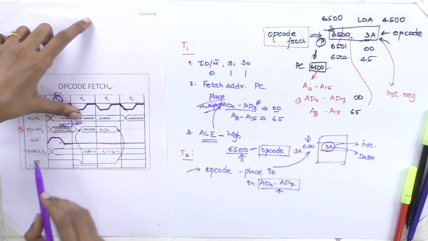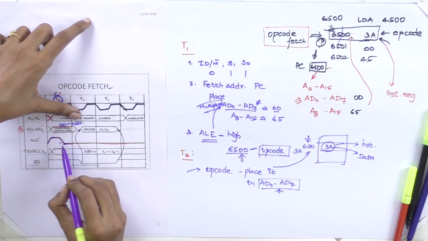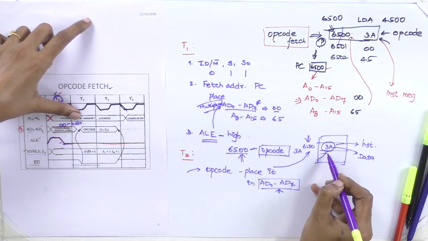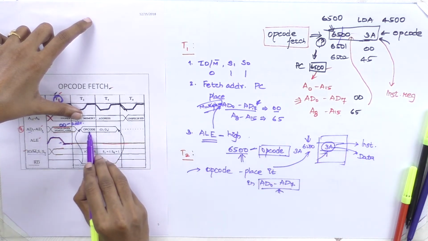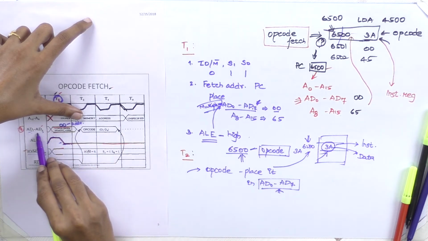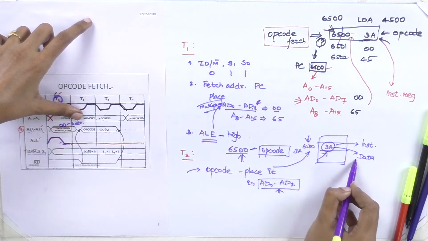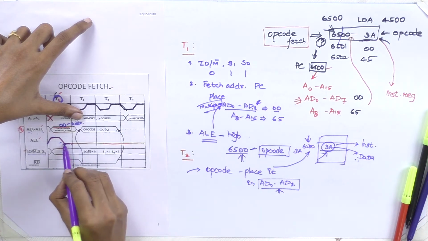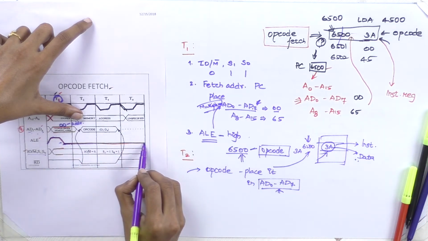Okay, fine. The change has to happen in address latch enable because you are fetching this 3A and you are placing it in the same lines, lower byte address and data lines, which is nothing but data and not the address. So it is made low. Fine.